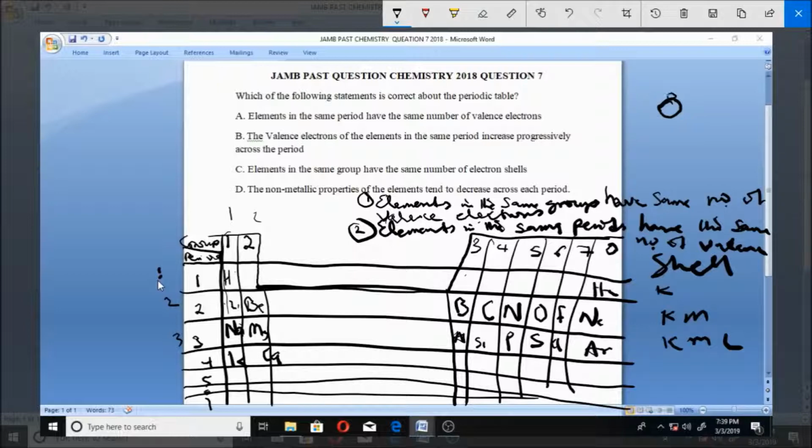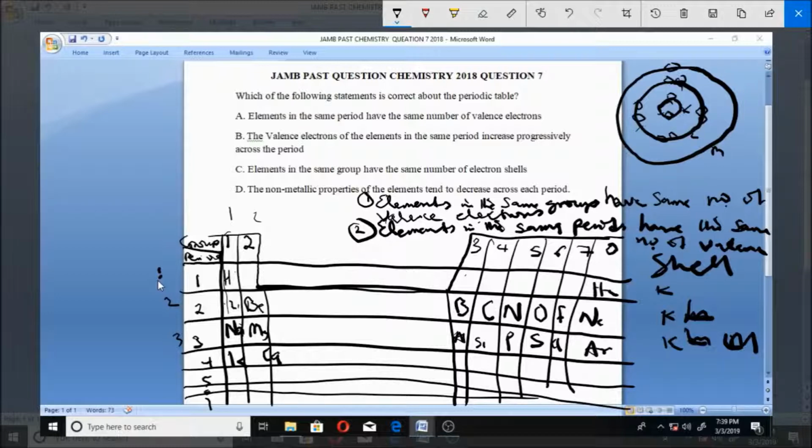So if you have something like sodium, you can have this. This is the first shell. This is the second shell. And this is the third one. So we have 1, 2, 3. That is K, L, M. So you have L before you have M. So that is how you have this shell. If you are in the same period, all of them are going to have 1, 2, 3, or only 1, 2. So the valence shell has to be the same.